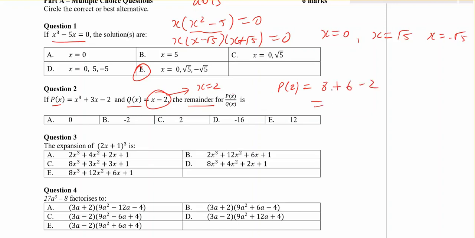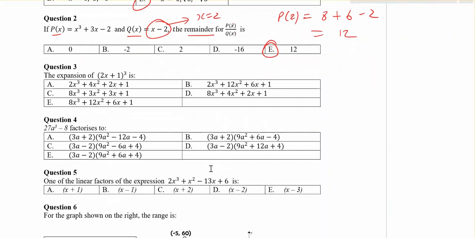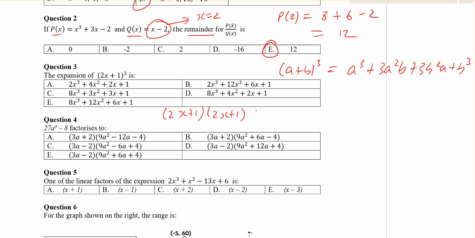Question 3. The expansion of 2x plus 1 cubed is. Now, the general expansion of this is a cubed plus 3a squared b plus 3b squared a plus b cubed. Now, you can do it like this if you want. So you can go 2x plus 1, 2x plus 1, 2x plus 1. What you're going to do is expand this first, and then the result of it, you times it with that. So don't times all three of them together. You just expand that first, simplify, and then times it with that. But this is a far easier way.